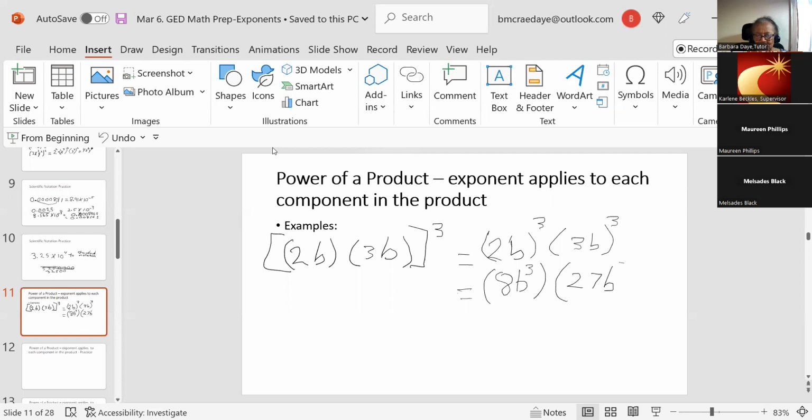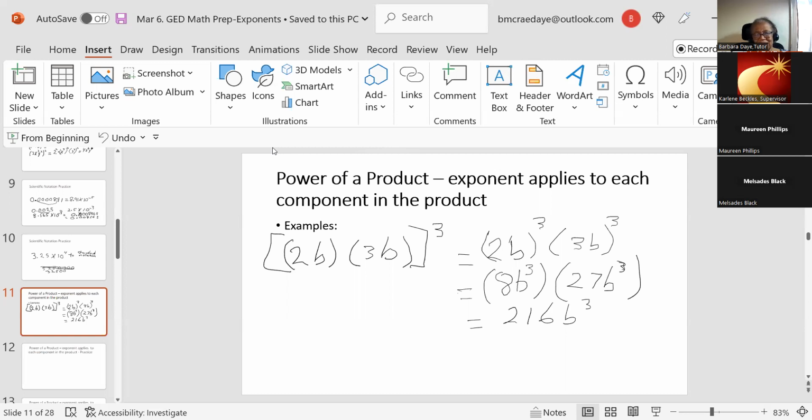27b to the third power. Now, when you multiply that out, what do you get? It's all to the third power, so it's 8 times 27. So 216. That's it, it would be 216 b to the third power. That's your answer. I made a mistake.